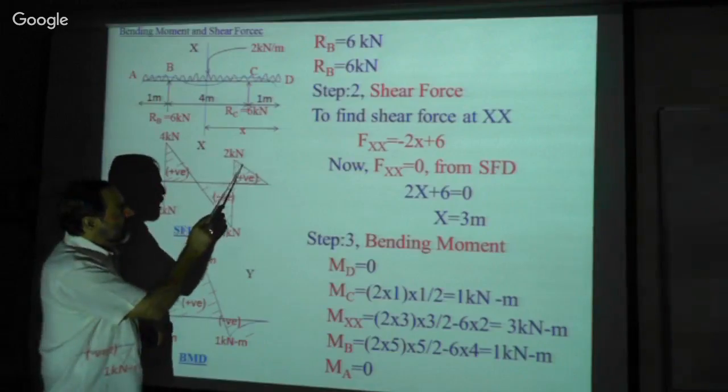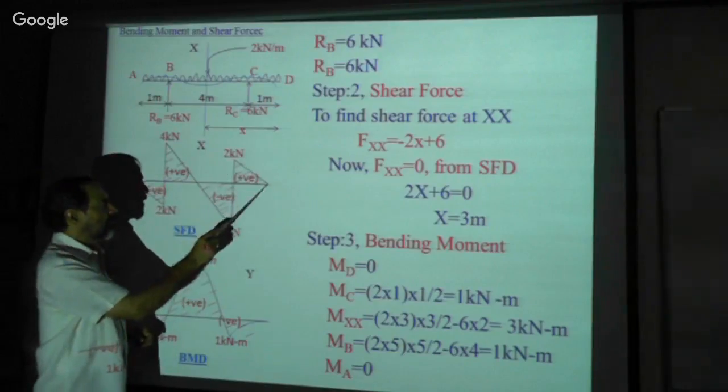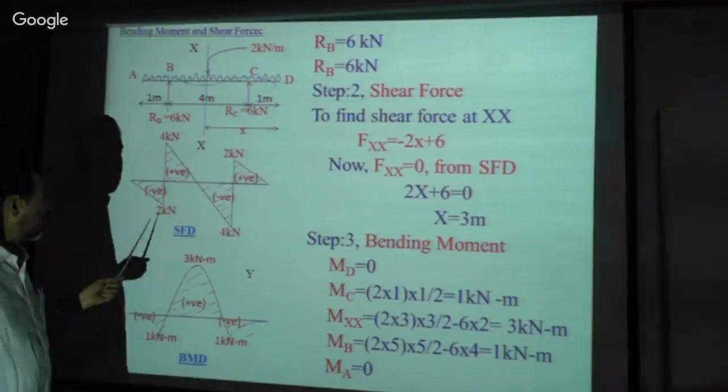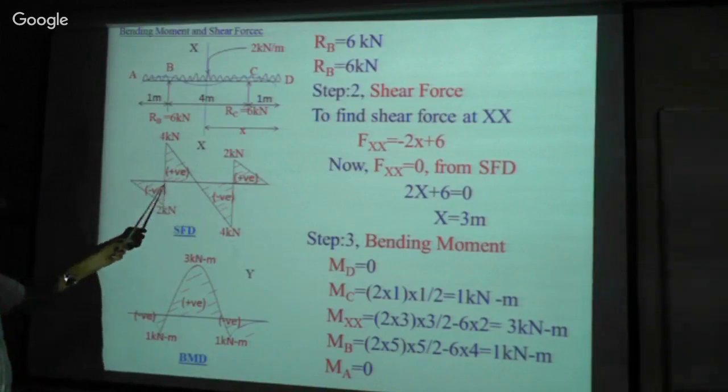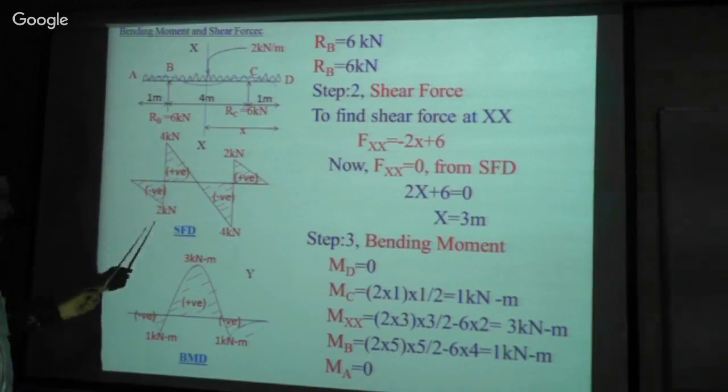Therefore, let us come down by 2 kilonewton. That completes the shear force diagram. When you look at this beam, the shear force changes from negative to positive. Therefore, the maximum bending moment is here.